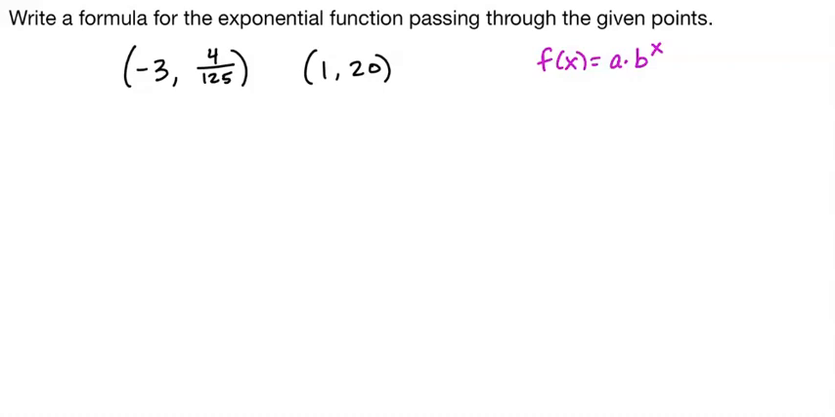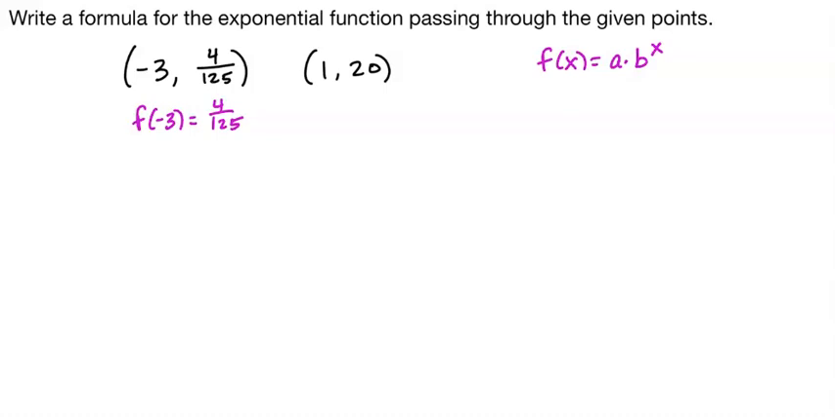If we're given the y-intercept or the vertical intercept as one of our points, then that will tell us the value of a. But here, neither of our points is a vertical intercept, so we're going to need to solve for both a and b. So what I'm going to do first is take each of these points and plug into my function. When we see the point (-3, 4/125), we could think of this in function notation as saying that f(-3) is equal to 4/125, thinking about an input and an output.